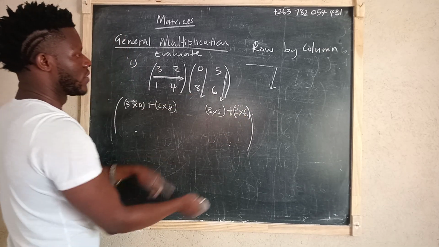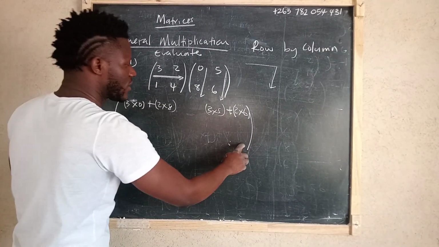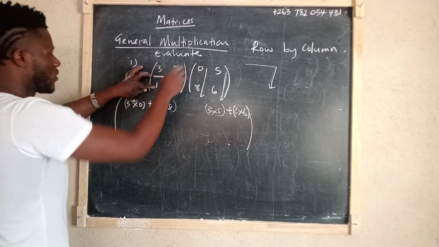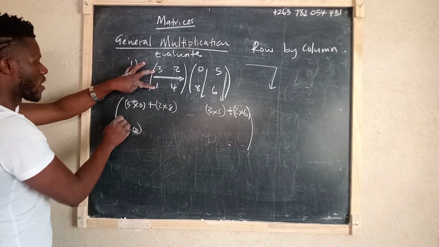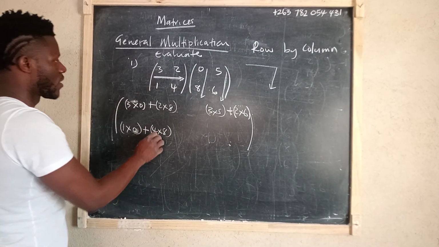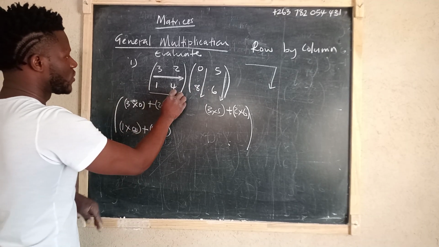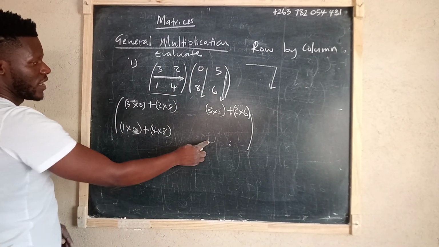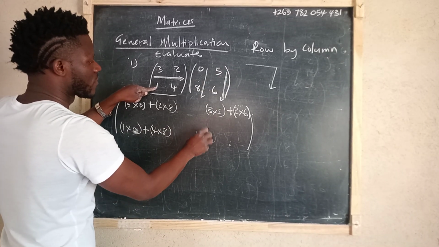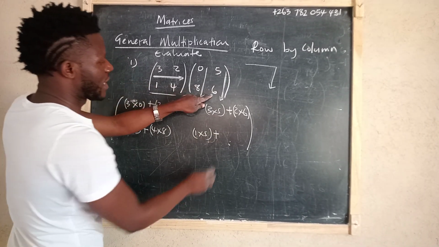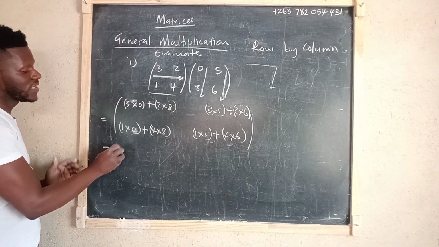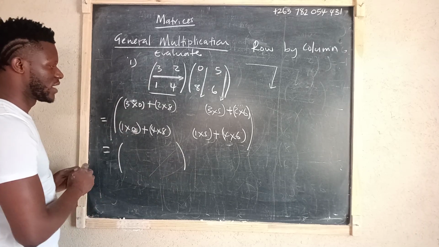Then, second, now we are using the second row, so we're using this row, that is 1 by 0 plus 4 by 8. That's row by column, second row, first column. Then the last one, I'm using the second row in the other column: 1 times 5 plus 4 times 6. Alright, that way. So now, let's proceed to simplify, multiplication first.